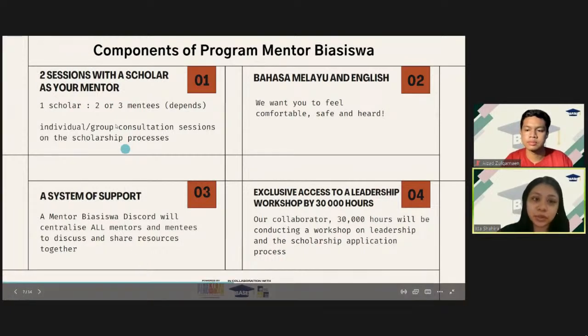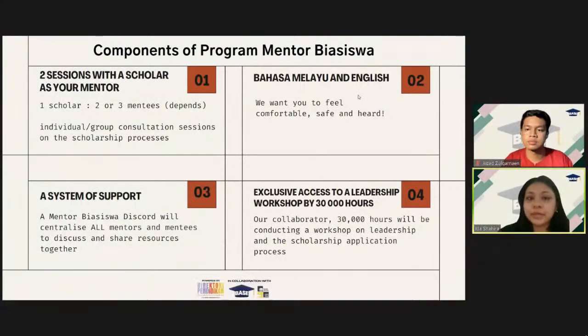So when it comes to the main mentoring session, as of right now, it would be one scholar to 2 or 3 mentees. Now, this is highly dependent on the number of applicants that we receive, and more so on the number of applicants who are eligible to apply for the scholarship application process. We're trying to make sure that it's the least amount of mentees to mentor, but we also want to ensure that we're trying to help as many people as we can. So you will receive individual or group consultation sessions, and this depends on your mentor, but also your needs as a mentee, since you are the star of the show.